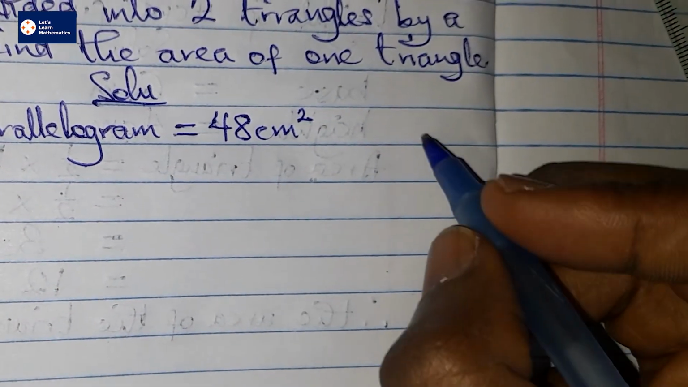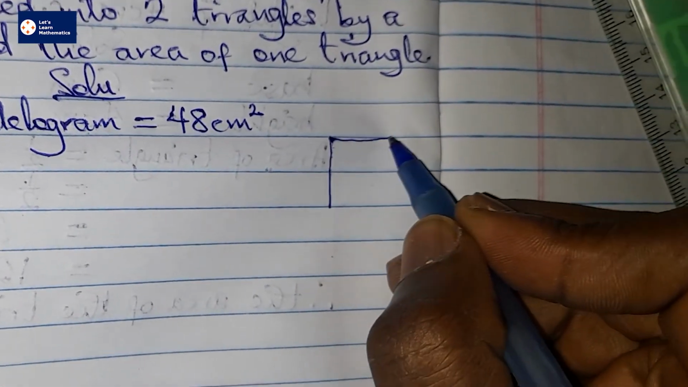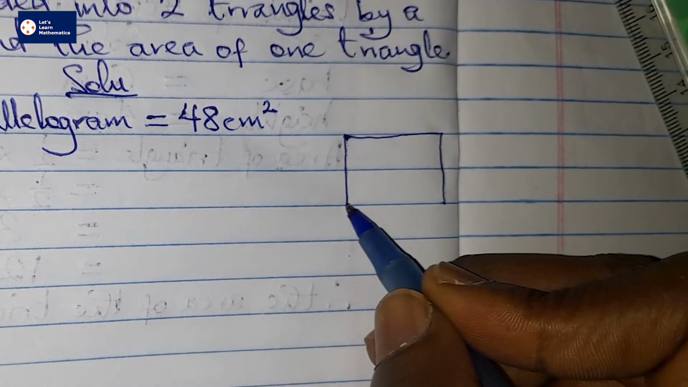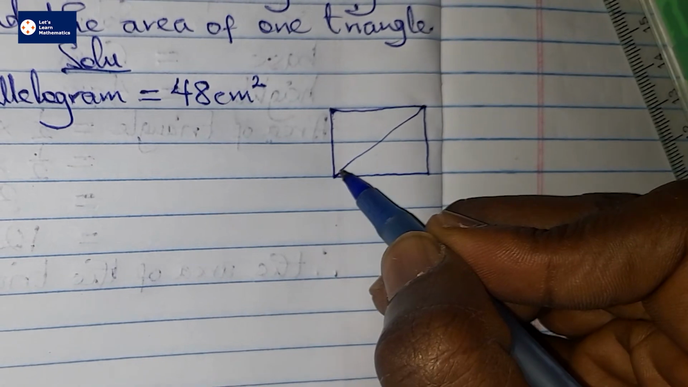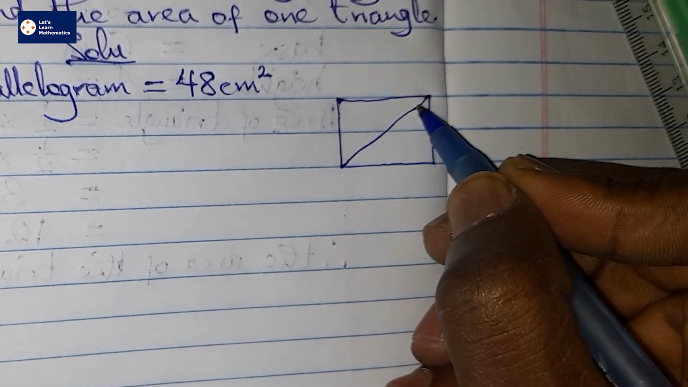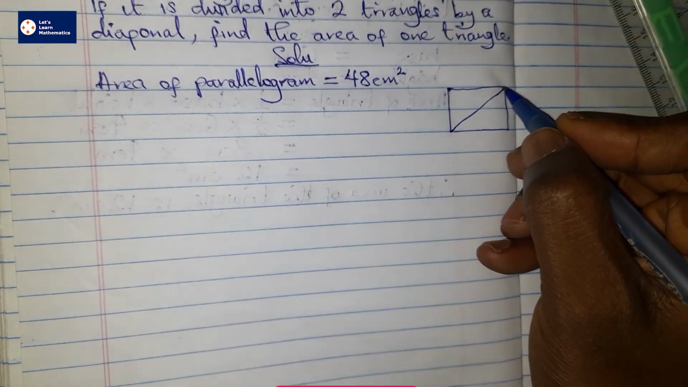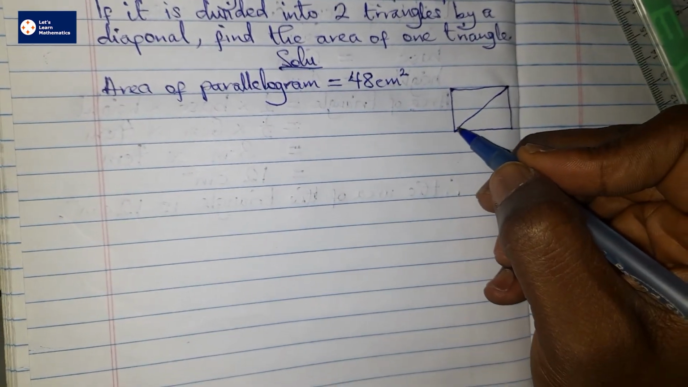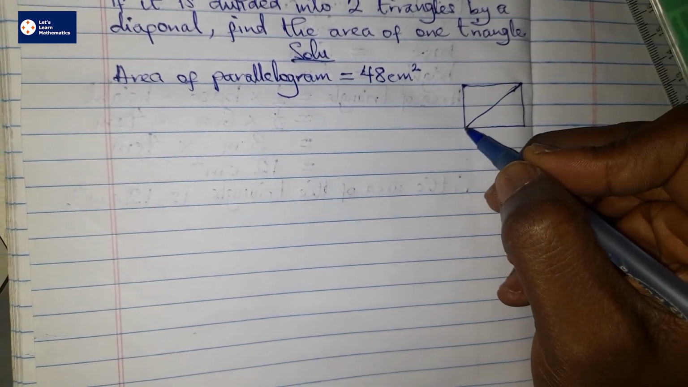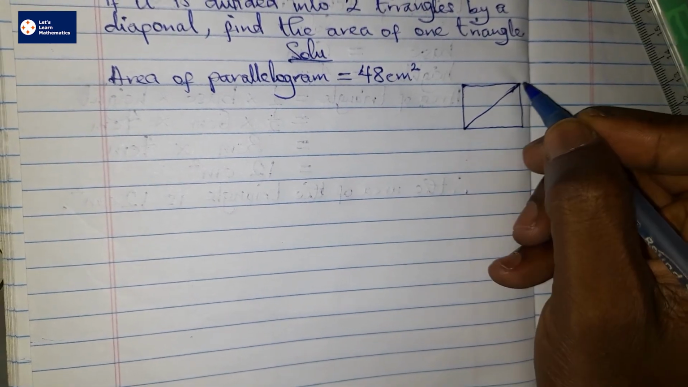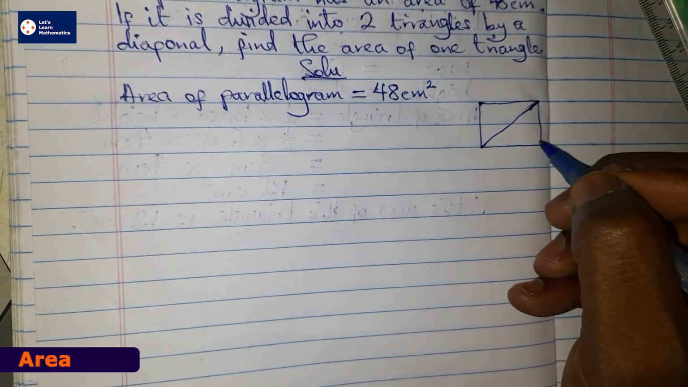If I have a parallelogram like this, and you divide it into two equal parts by a diagonal, this is what we call a diagonal. If I draw a line from one point here across the shape to another point that is vertically opposite to the first line, this is a diagonal. So another one can be this.